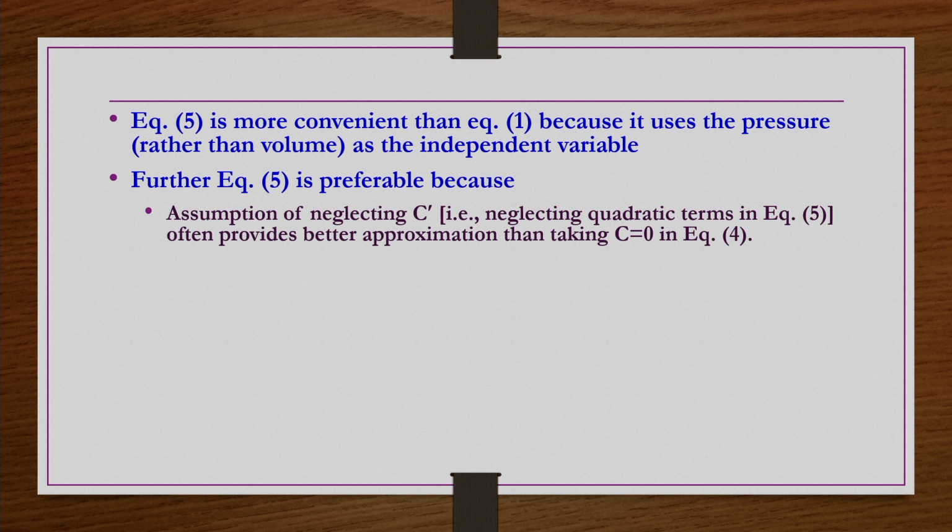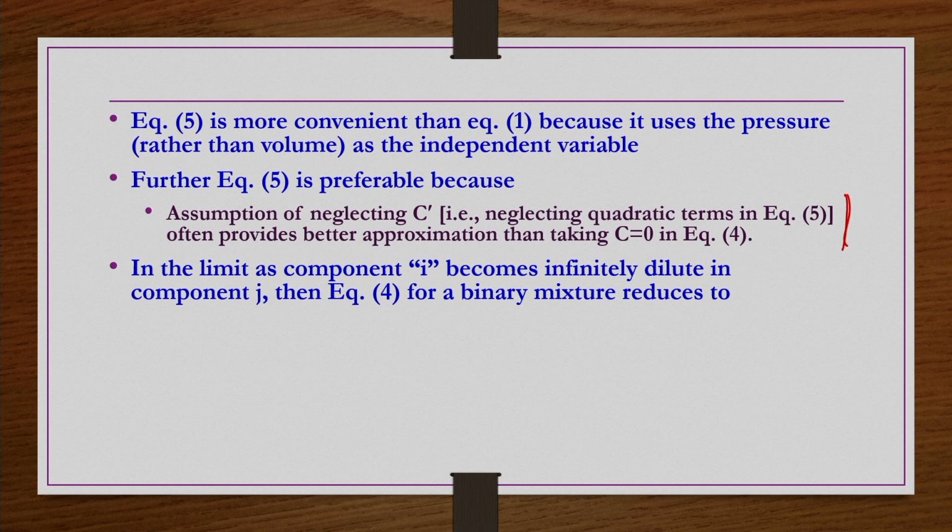That is what has been found by experimental observation, right. C prime you can neglect, in the sense that you write Z is equal to 1 plus B prime P plus C prime P square, the P series we have written. There it induces less error if you neglect C prime. But in the form Z is equal to 1 plus B by V plus C by V square, if you remove the C, that may induce large error in the subsequent calculations.